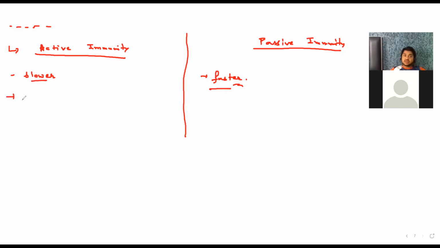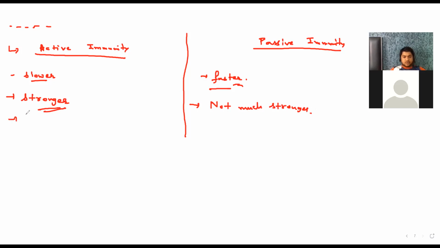But which is stronger? Stronger is always the active one because it is developed by your own body. But with passive, you have to take it daily, so it is not much stronger. Not much stronger. Got it now?